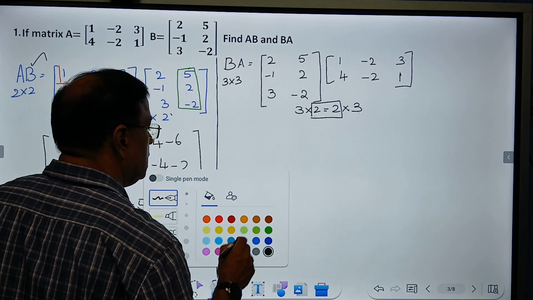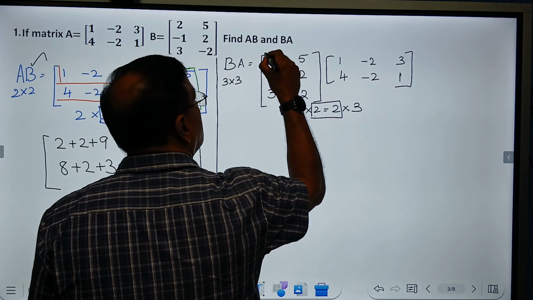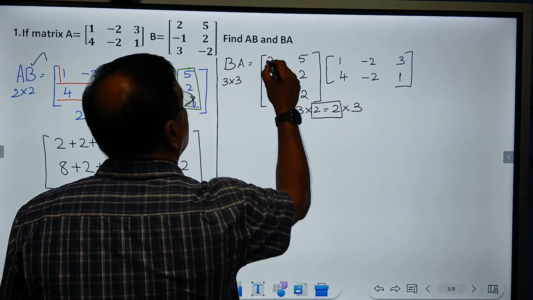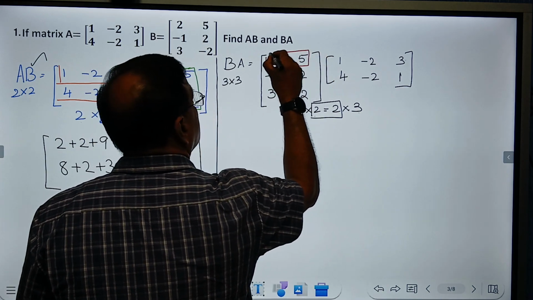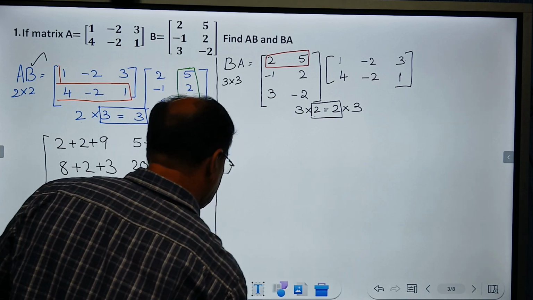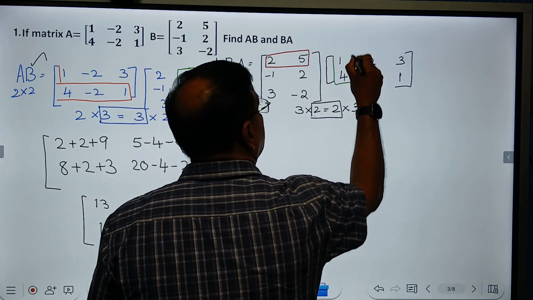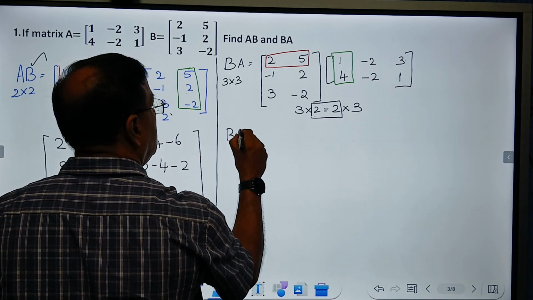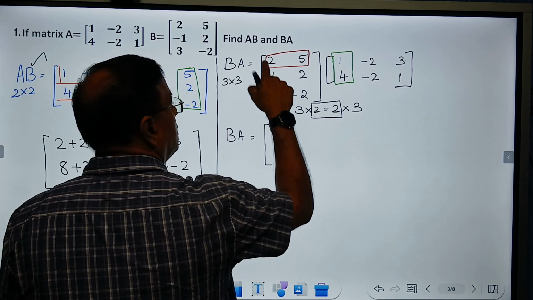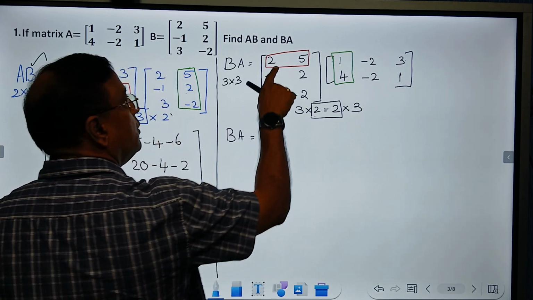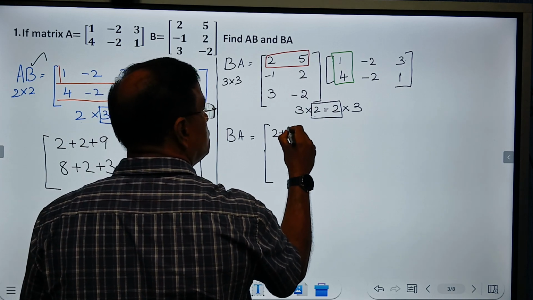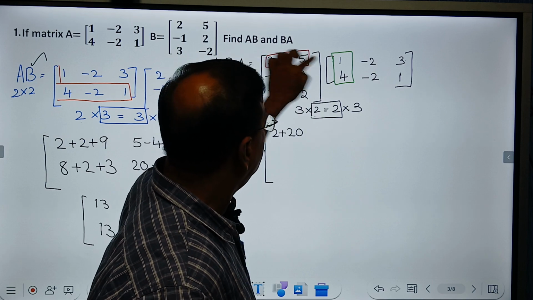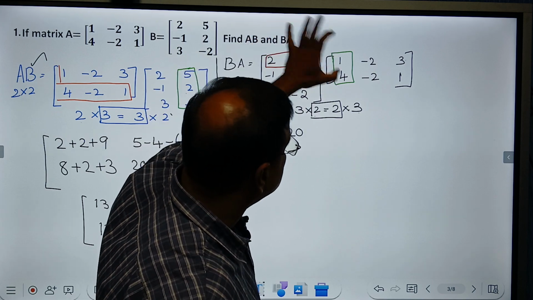Okay. Now, how do I multiply? Yet again, we'll just put this first row. First row. And we'll go first column. Tell me, what do you get first row, first column? BA equal to, tell me. So 3 by 3. So 2 plus 20. Why 2 plus 20? Okay. They get paired. These two numbers get paired with these two numbers.